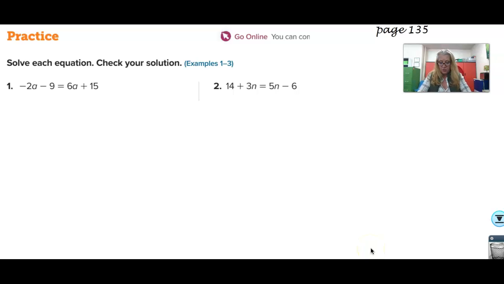Hey guys, I hope this works because my ActiveInspire keeps crashing. Hopefully it doesn't crash. These are the practice problems from page 135.